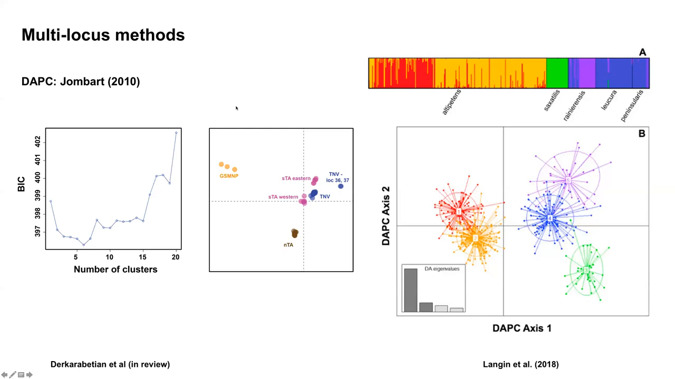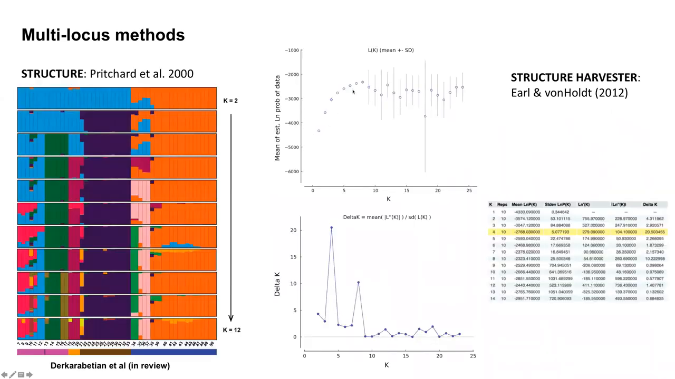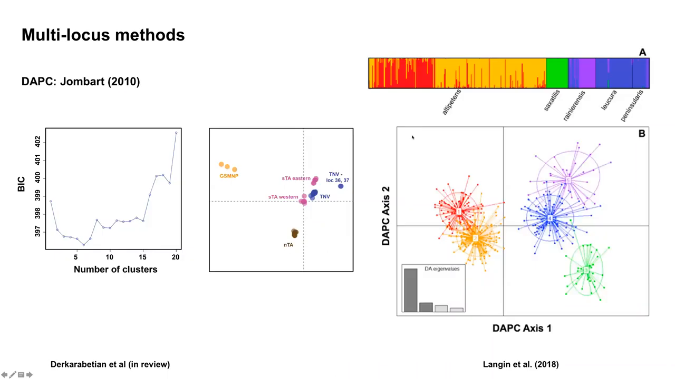STRUCTURE can take a very long time, right? You have to test all these K values, and you have to test them multiple times to get a good representation of the variation around likelihoods. DAPC is pretty quick. In addition to doing principal components analysis and seeing this plot, you can also determine the number of clusters in any given data set using Bayesian information criterion score. It also closely approaches STRUCTURE output in terms of assigning proportional probabilities for more complex data like this.